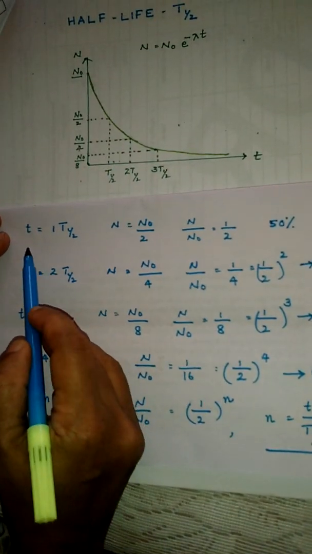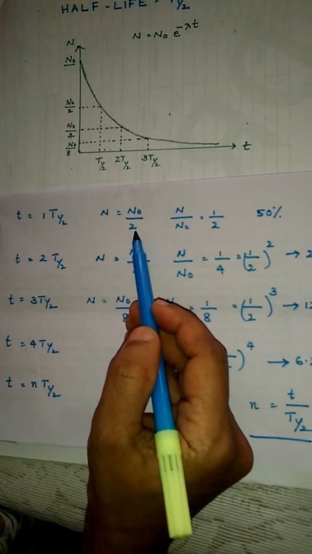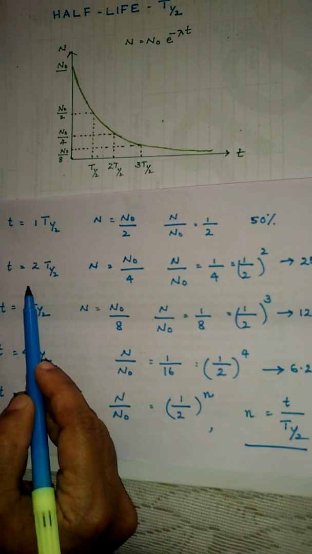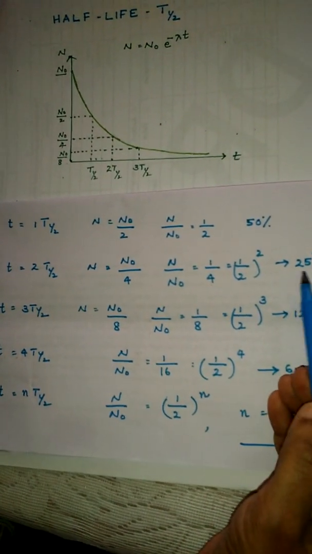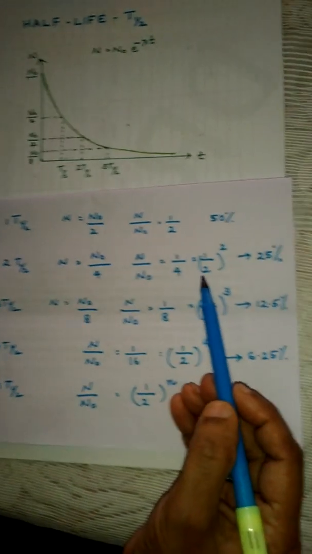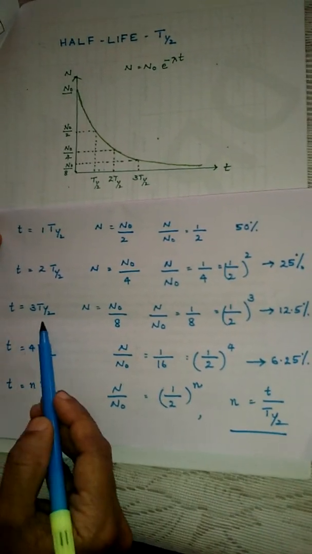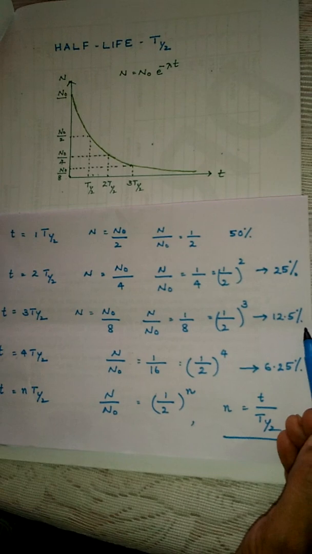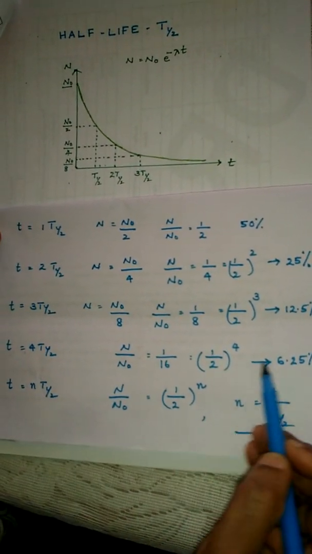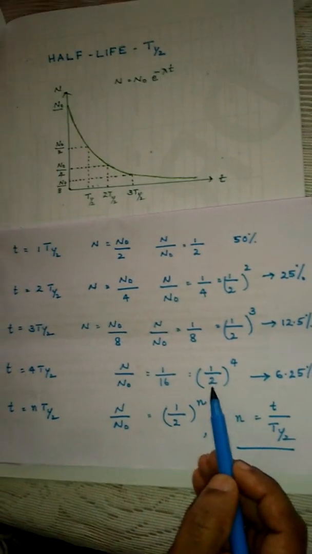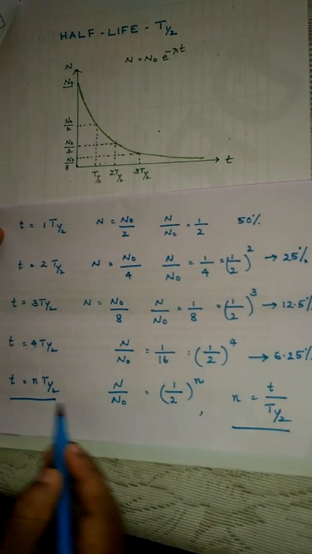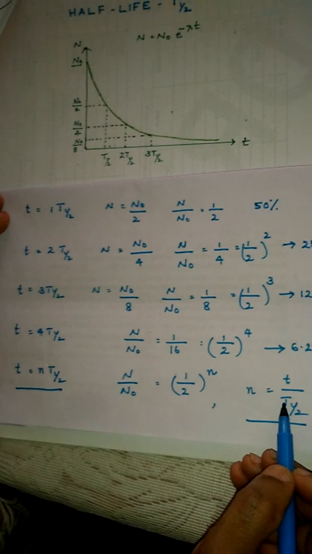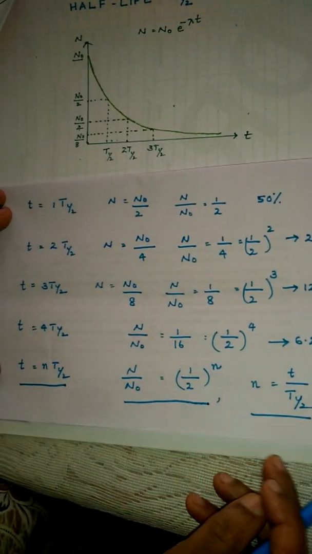From the graph, it is clear that when time is 1 half-life, n equals n0 by 2, or n by n0 is half. That is, the number becomes 50% of the initial value. After 2 half-lives, the number becomes 25%, or n by n0 is 1 by 4, or half whole square. When time is 3 half-lives, n by n0 is 1 by 8, or half cube, or the number becomes 12.5%. After 4 half-lives, the number becomes 6.25%, or n by n0 is 1 by 2 raised to 4. So after n half-lives, n by n0 will be half raised to n, where n is the number of half-lives, that is time by t half. We can use this relation for numericals.